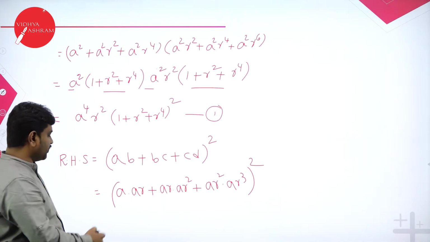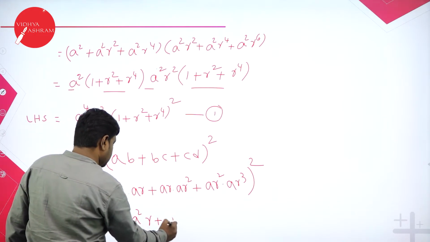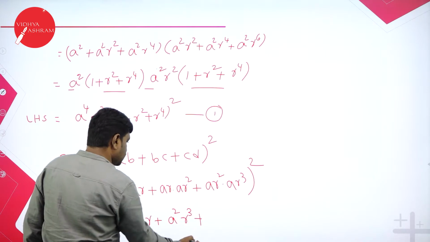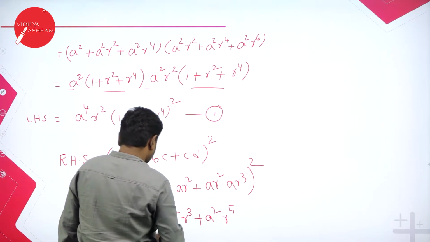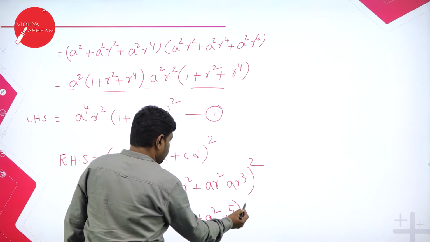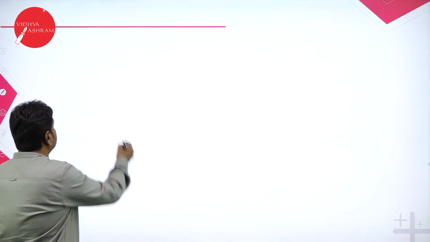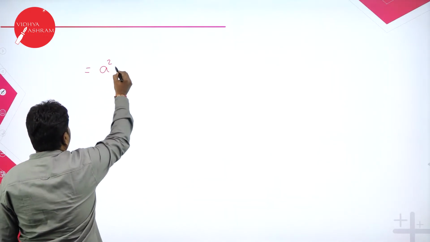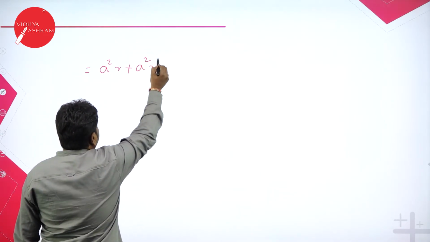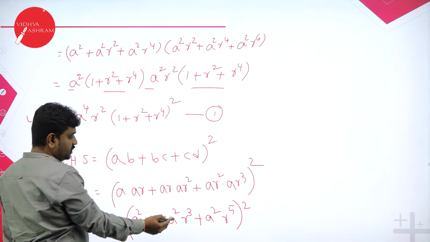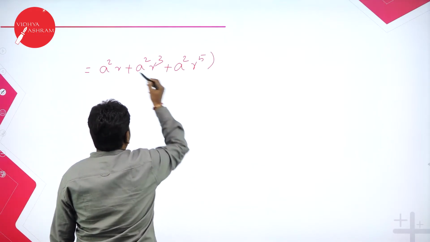Now further we'll simplify this. a into ar is a square r, plus ar into ar square is a square r cube, plus ar square into ar cube is a square r power 5, whole square. Further we can take a square common and also r common. If I take a square, what is left out? a square r plus a square r cube plus a square r power 5, whole square we have.